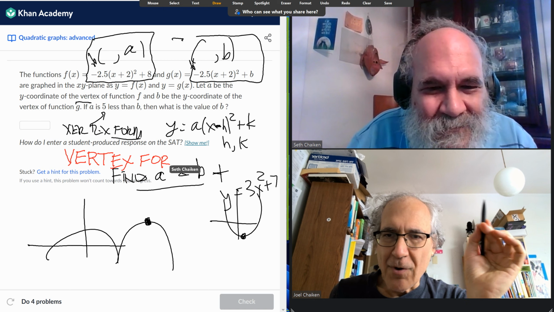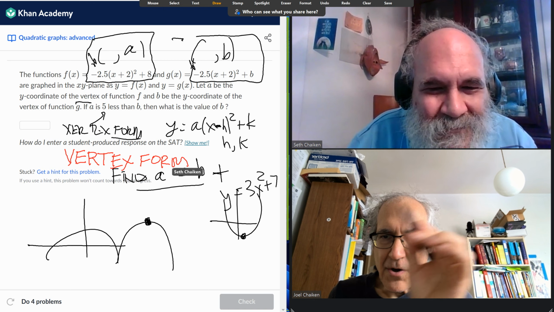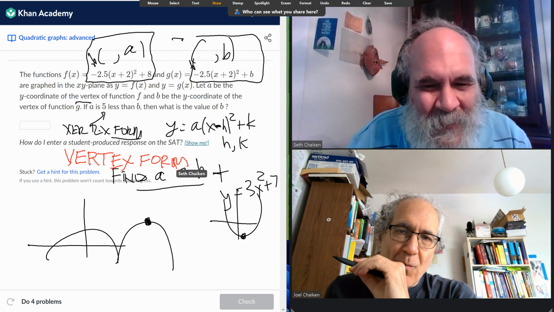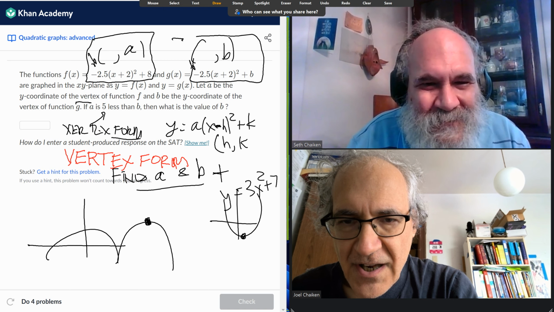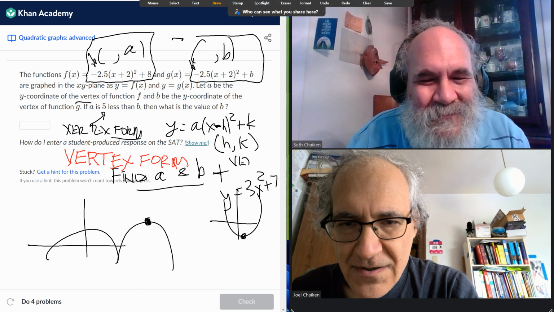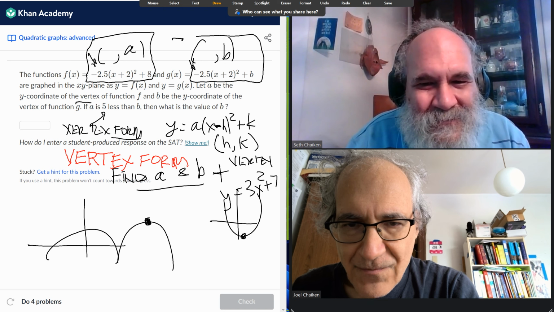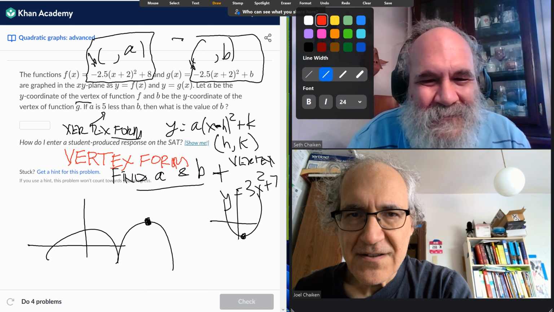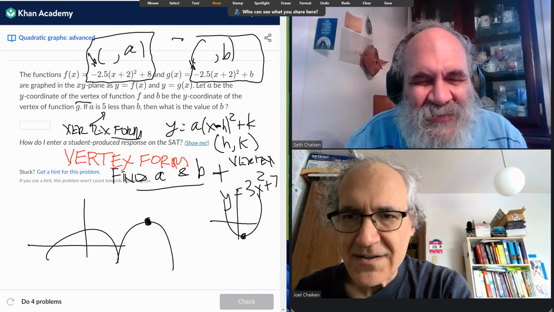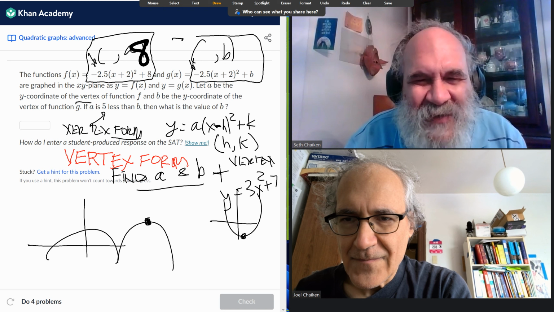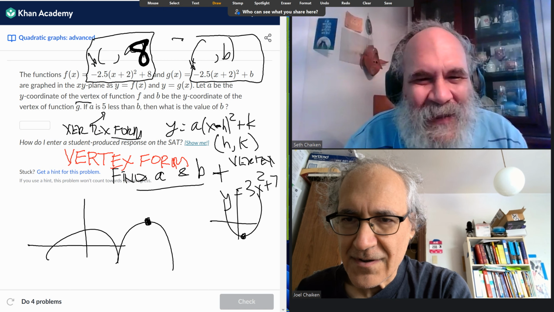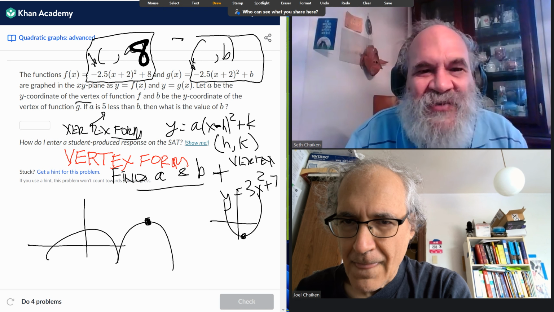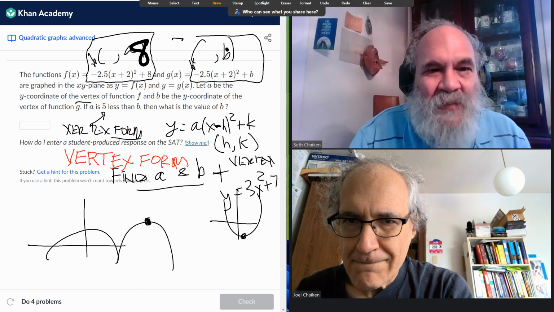Lucky. Wow. So all we have to do is read off the y coordinate of the vertex. This is the vertex. So it's easy to read the y coordinate off the vertex. It's even easier to read the x coordinate of the vertex. Yeah, but we don't care about that. You simply observe.